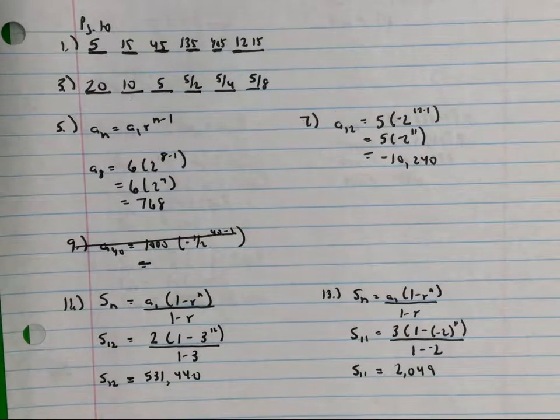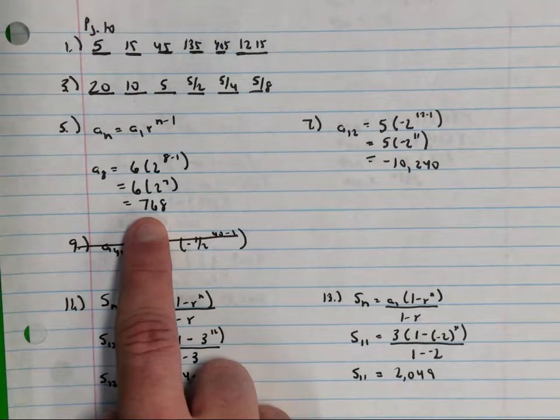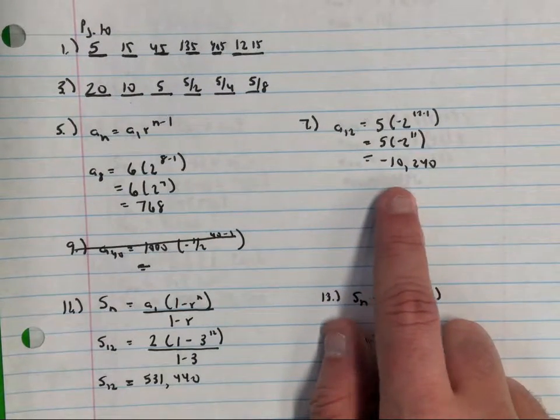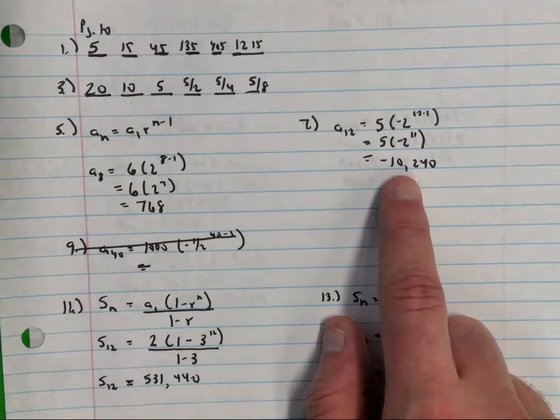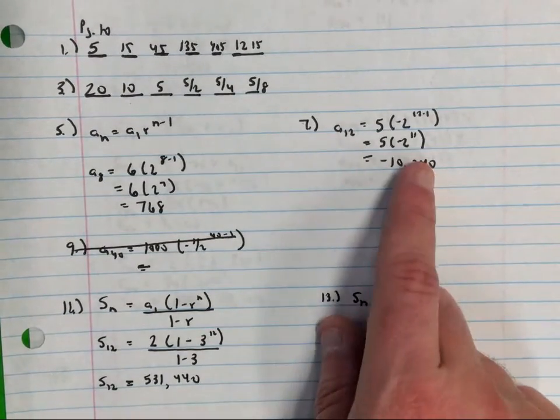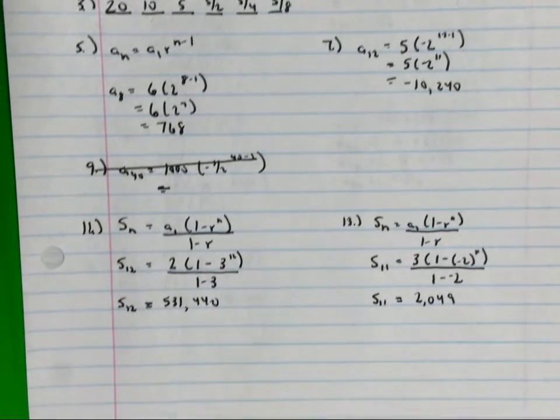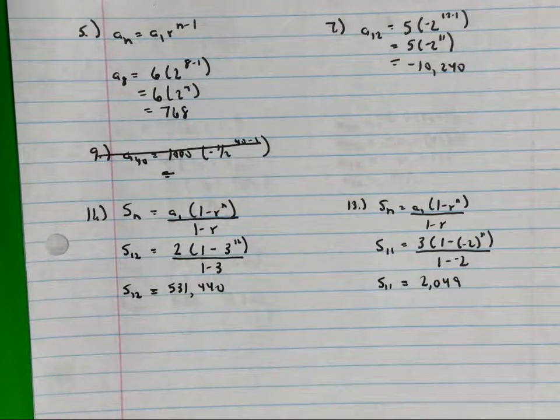Here's your second page. We talk about 1 and 3. Number 5, you're finding the 8th term of the geometric sequence, so it's 768. Number 7 is the 12th term, that's negative 10,240. Number 11, you're finding the sum of the first 12 terms of the geometric.